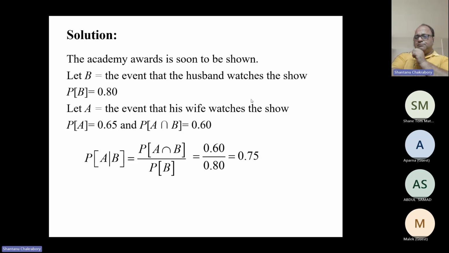And the probability of event B is 80%. So the conditional probability of a particular event A, that is the wife watches the show, depends on when the event B has already occurred. That means we know the probability that the husband is watching the show. So that is coming as 0.75. Is it clear? A typical example of conditional probability.